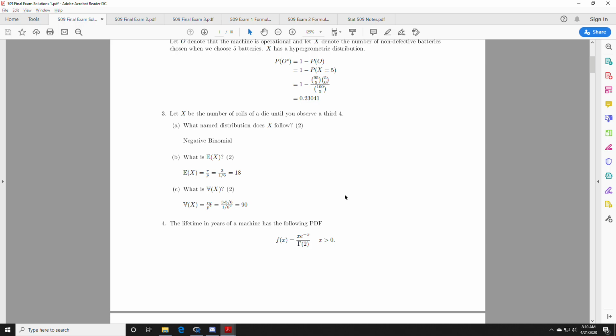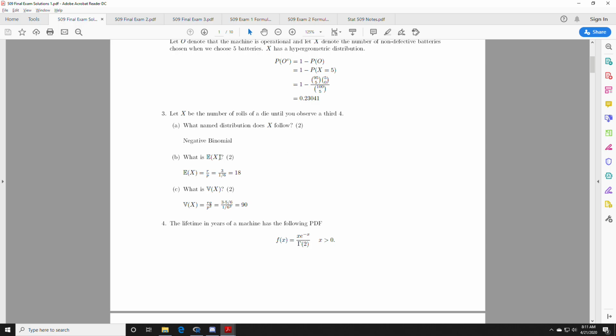Okay, let X be the number of rolls of a die until you observe the third 4. What named distribution does X follow? It follows a negative binomial distribution. But for yourself, think about why this follows a negative binomial distribution: negative binomial counts the number of trials until the rth success.